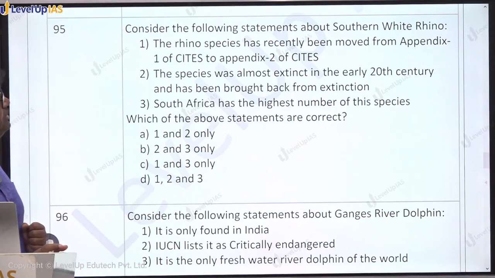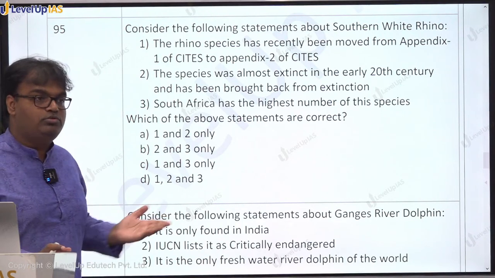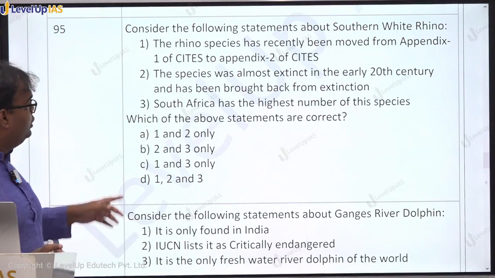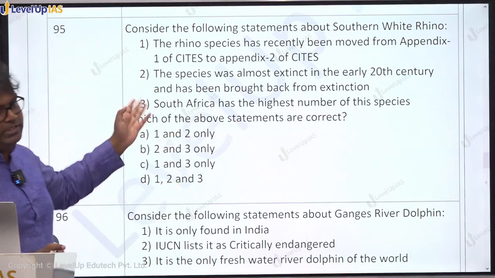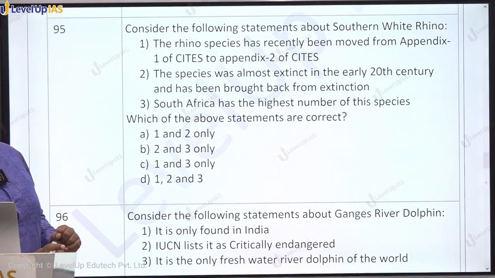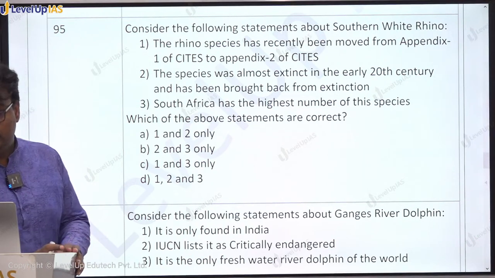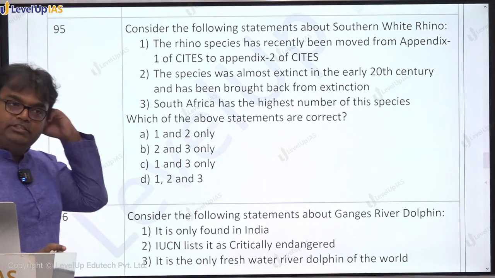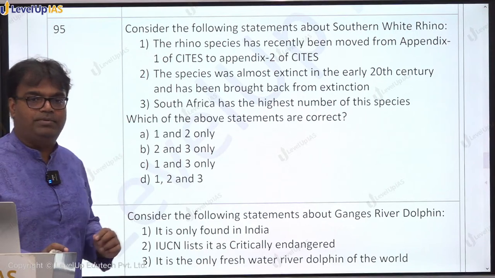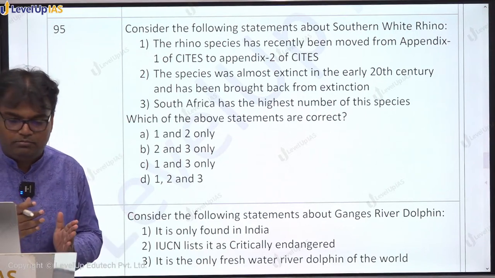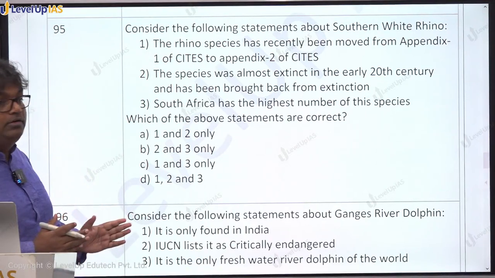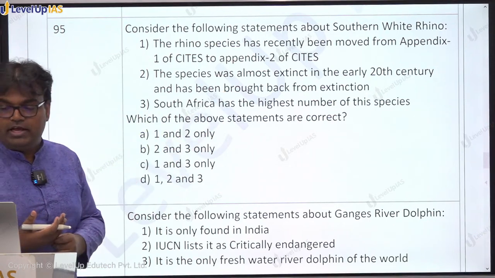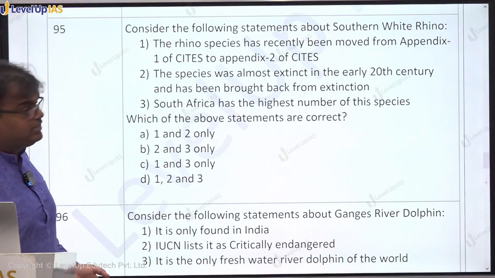That is correct. The species was almost extinct in the 20th century. This is also true. Many efforts were made in South Africa. Now the numbers are good. South Africa has the highest number of this species. That's also true. So 1, 2, 3 all are correct. D is the answer for 95. When we studied CITES, we also studied this aspect and the debate around moving it from appendix 1 to appendix 2, reducing the protection level that it has. So D is the answer here.